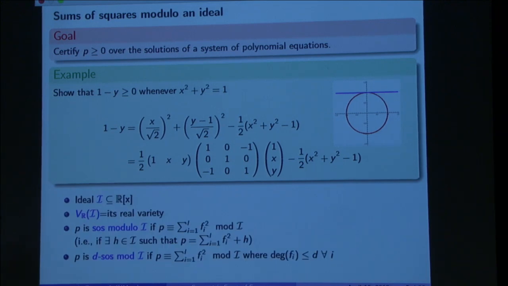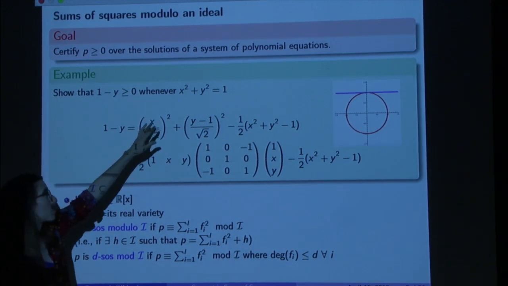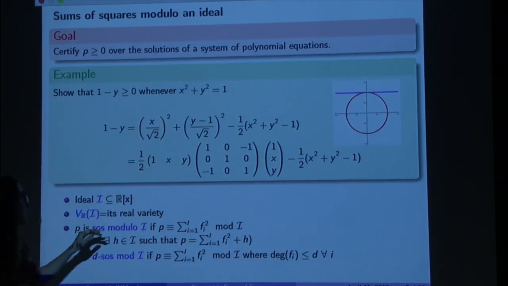So in general, I will have an ideal that is generated by a set of polynomials. Here, it's just generated by the polynomial x squared plus y squared minus 1. And then I have its real variety, which is just the set of roots of all these polynomials. So here it's my unit circle.